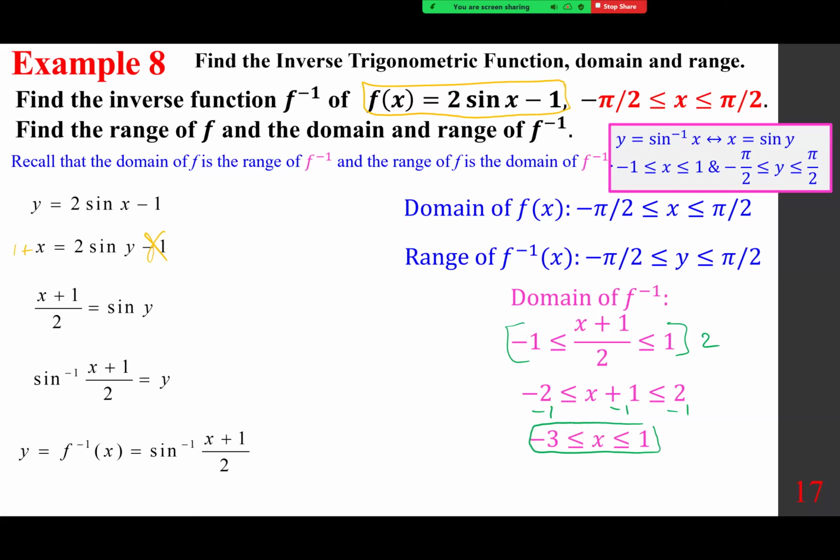This is the domain of f inverse. Domain of f inverse is range of f. So range of f, y is between negative 3 and 1. Of course, inclusively, the endpoints are included. And we are done. I want to show you different methods in case.